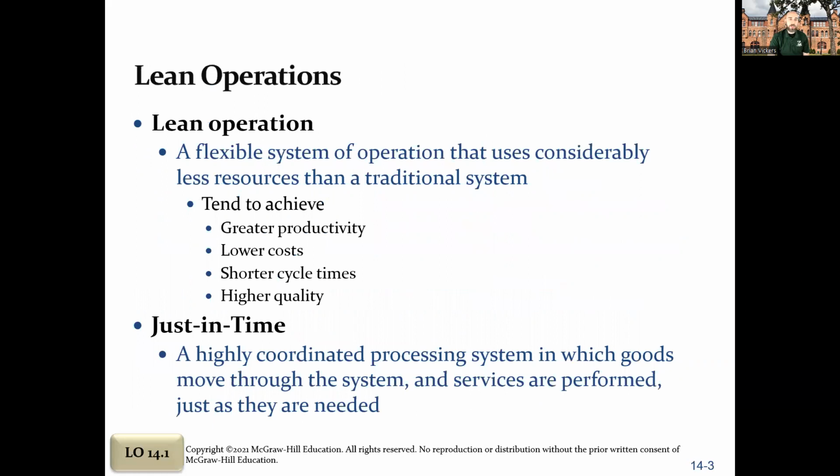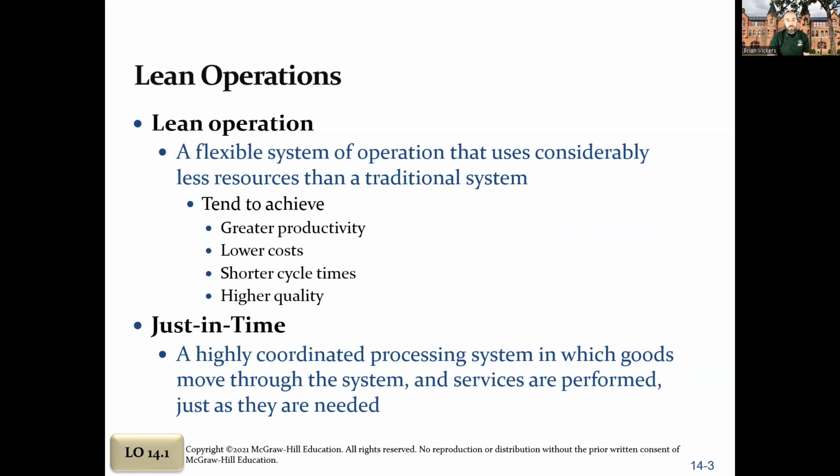So lean operation is one that uses much fewer resources than a traditional system, meaning there's a lot less waste. You're not over ordering on inventory. You're not producing more than you need. It's all about productivity, lowering your costs, and very high quality.